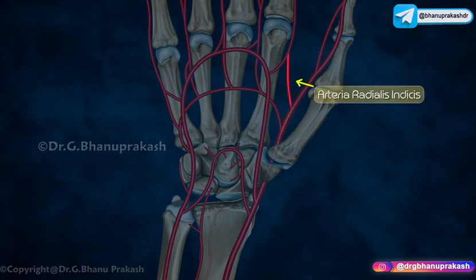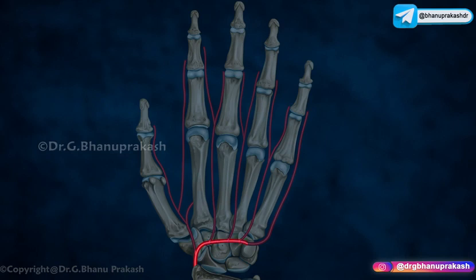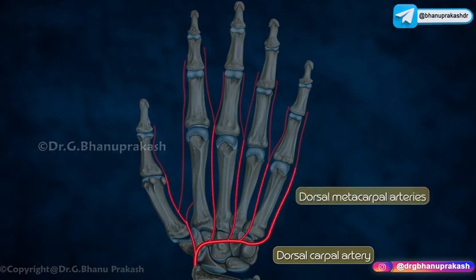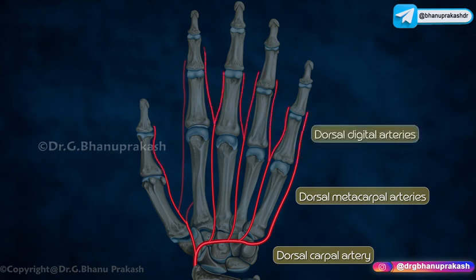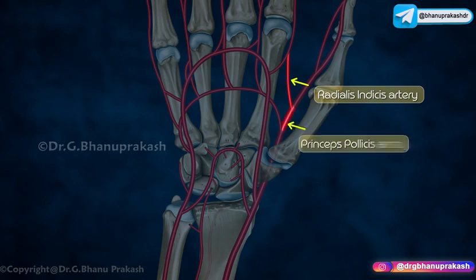Arteria radialis indicis. The first branch of the radial artery within the hand is the dorsal carpal artery, which then gives off multiple dorsal metacarpal arteries. The dorsal metacarpal arteries become dorsal digital arteries within the fingers. The deep palmar arch gives off the radialis indicis and princeps pollicis arteries.